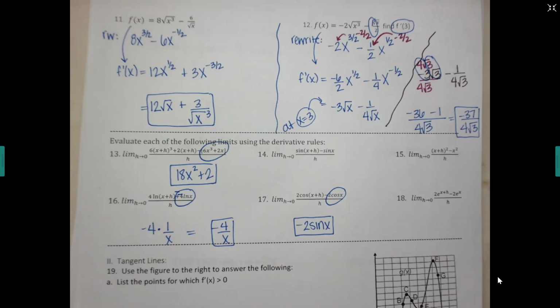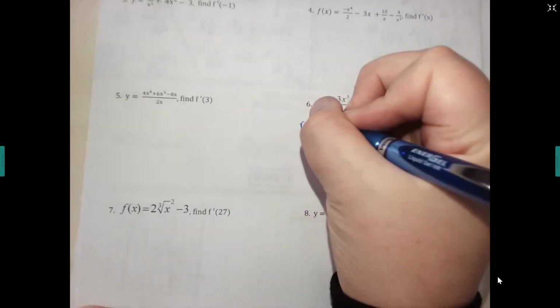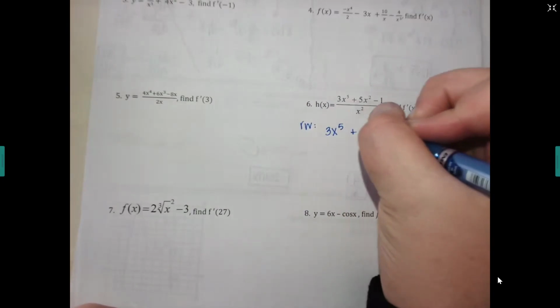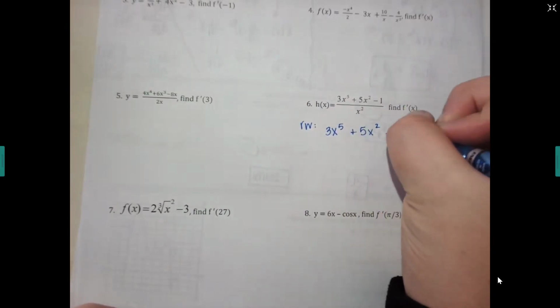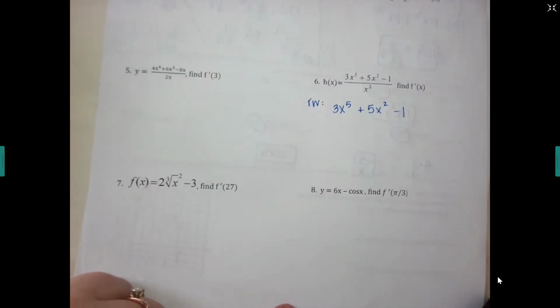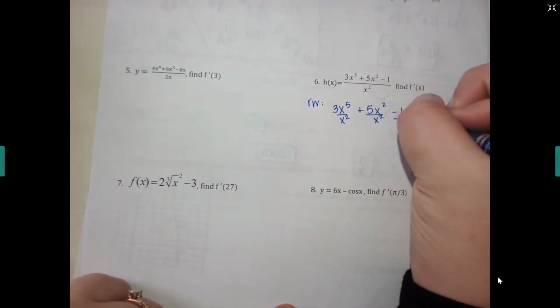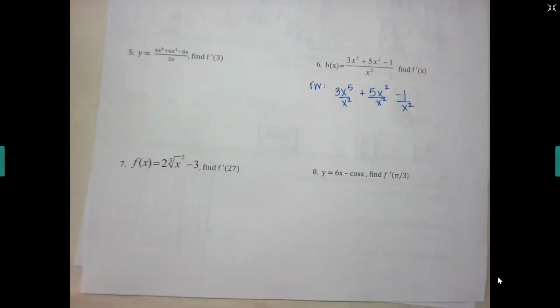Okay, let's take a look at number 6. Number 6, write RW. What's it stand for? Rewrite. In a minute, I'm filling up your water. Okay, you're going to do 3x^5 plus 5x^2 minus 1. But if they're all divided by x squared together, then I'm going to divide them all by x squared separately. Remember, the point of me doing this is that I can get each term into just a regular power that I can then take the derivative of.